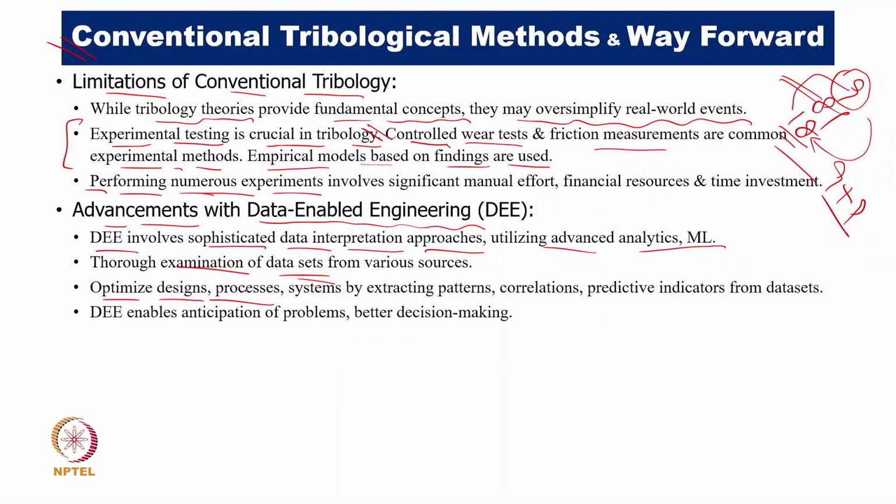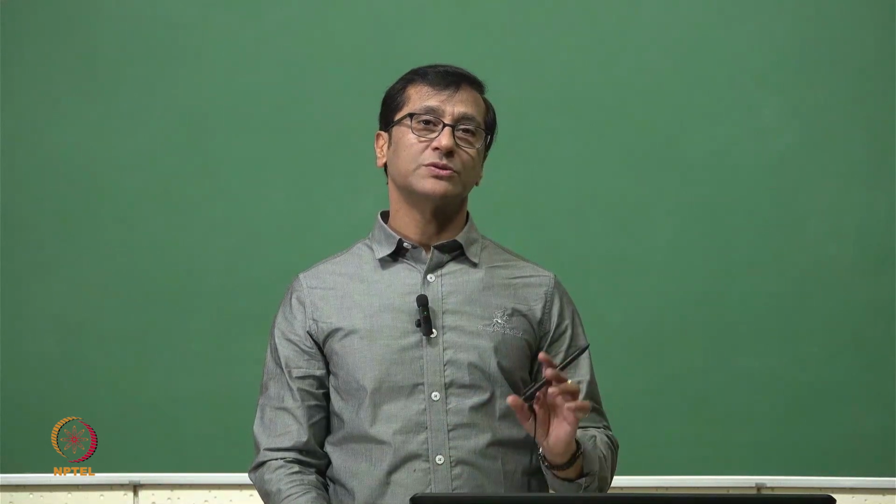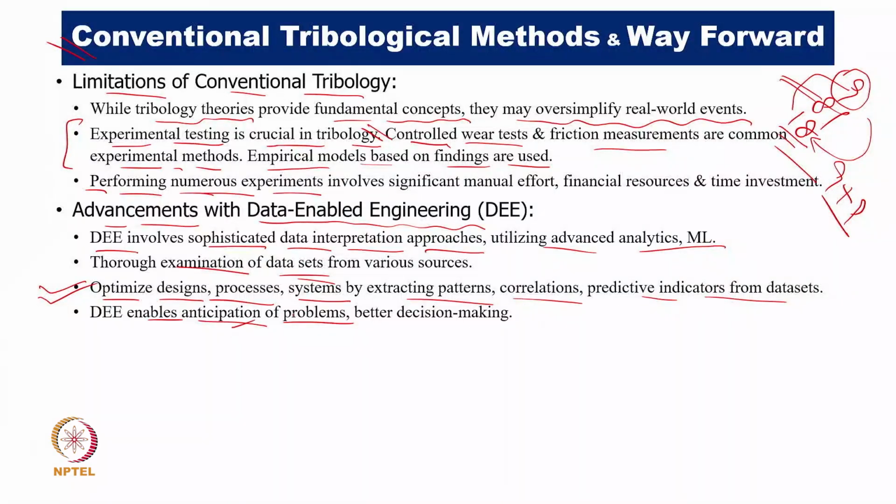Optimize the design, process, and the systems by extracting patterns, correlations, and predictive indicators. This is where we need to really focus. In addition, sometimes we do not realize there is a problem when we are trying to integrate all this using the data enabled engineering approach. Then we realize there is a gap, some knowledge we don't have, and again we need to formulate the problem, experiment, or maybe do some theoretical calculation and perform experiments, and improve it, so that an overall better decision can be made.